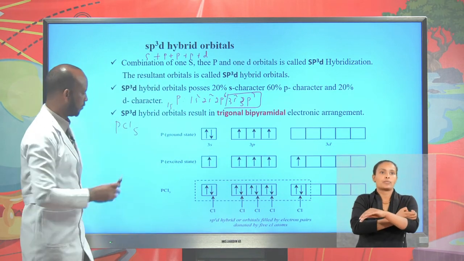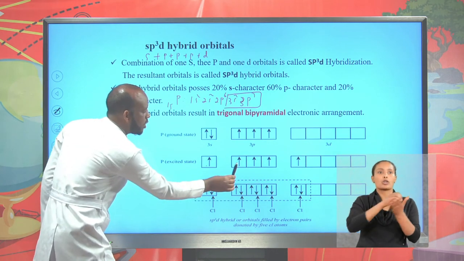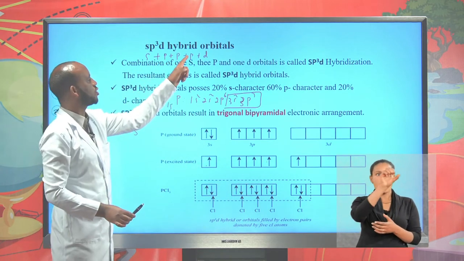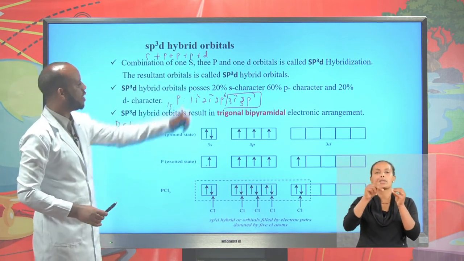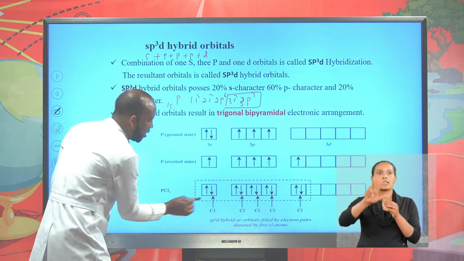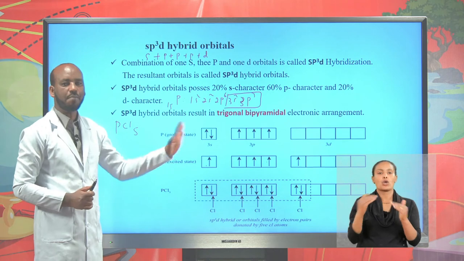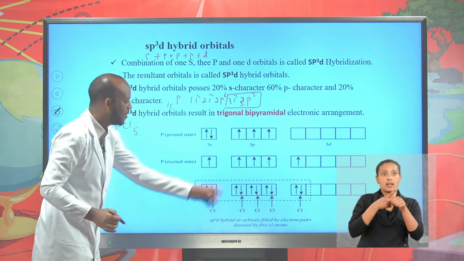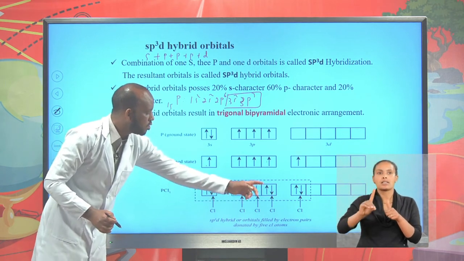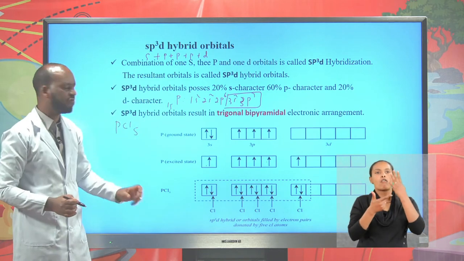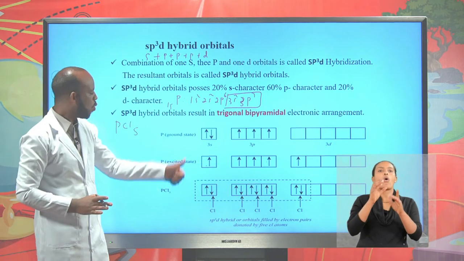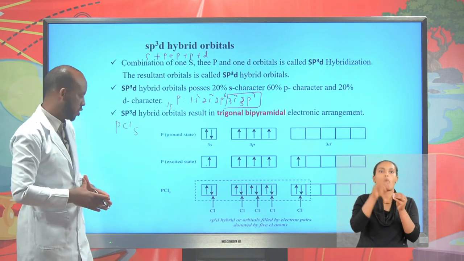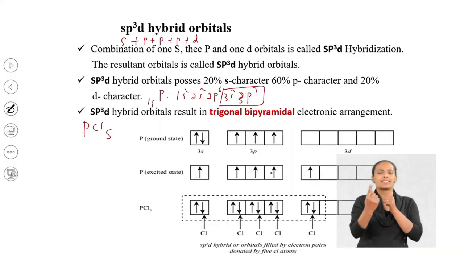You see? Therefore, the 1s atomic orbital is mixed with 3p atomic orbitals, mixed with 1d. S plus p plus p plus p plus d gives sp3d hybrid orbitals. The number of hybrid orbitals equals the number of atomic orbitals mixed. Therefore, this is the first sp3d hybrid orbital, the second, third, fourth, fifth. There are 5 hybrid orbitals formed when 1s atomic orbital is mixed with 3p atomic orbitals and 1d atomic orbital. Each hybrid orbital is half-filled.